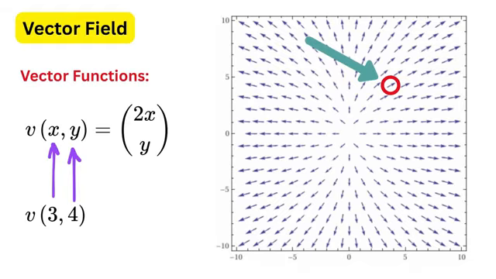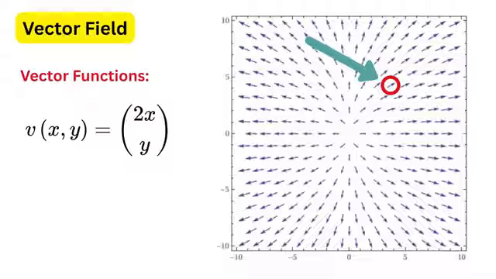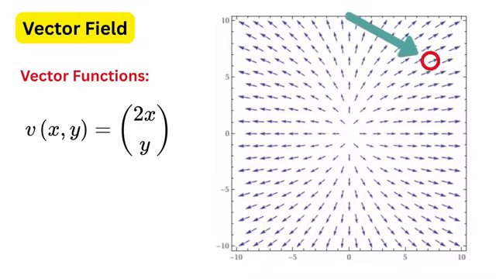At the point (3, 4), the output is a vector that tells you to move 6 units to the right and 4 units up. This means the further you move away from the origin, the longer and stronger the vectors become, because the magnitude of the output increases with the distance of the coordinates.